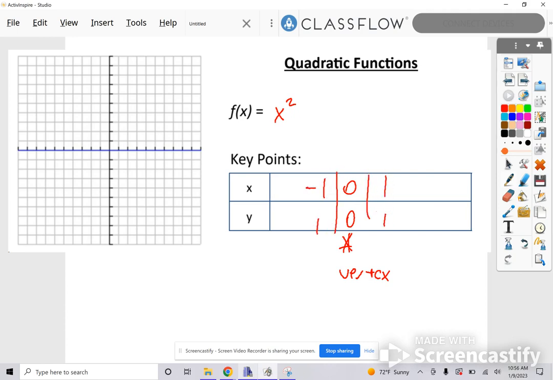Okay, now again, in Math 2, we only need 3 points. You will need to do more points next year, but your teachers will let you know which ones to use. Okay, and then we just need to remember that this is U-shaped.